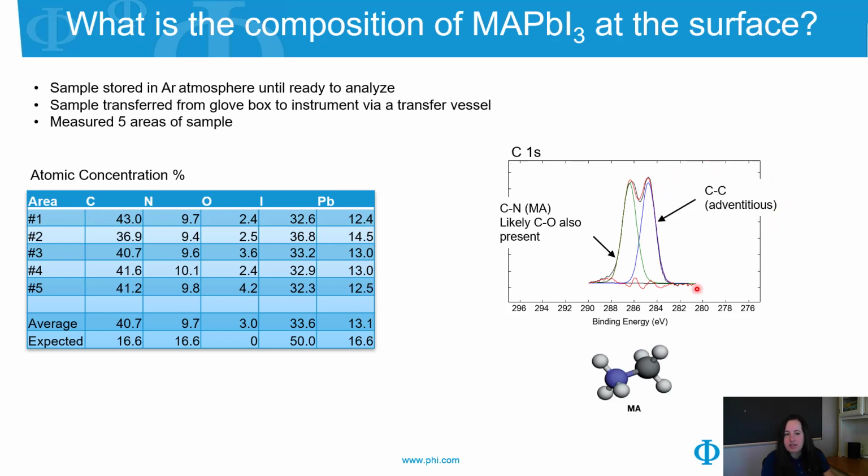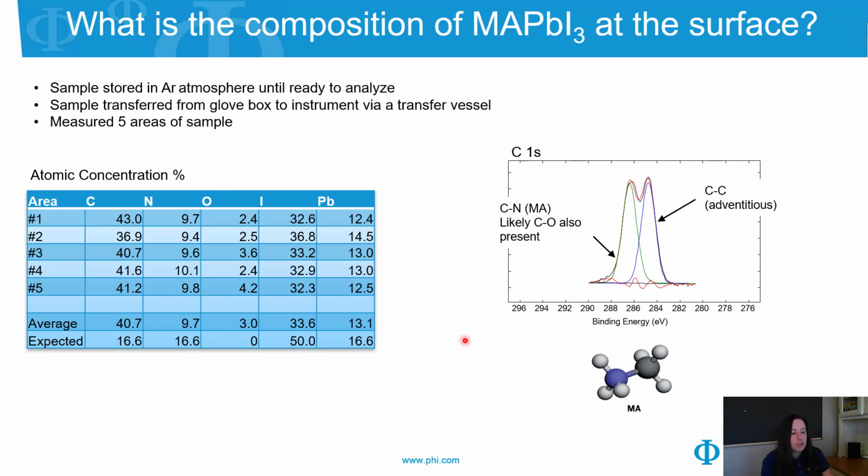One of which is the contamination of adventitious carbon, and this is very common contamination, so it's not really surprising that we observe it. And then the second peak here is from the methylammonium, and possibly also, because we do see some oxygen, perhaps some carbon-oxygen bonding as well.